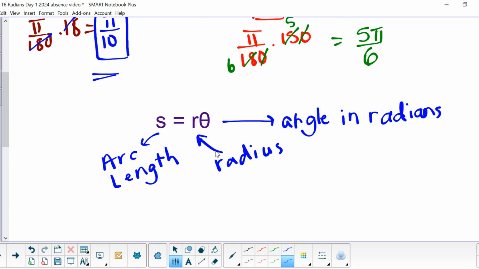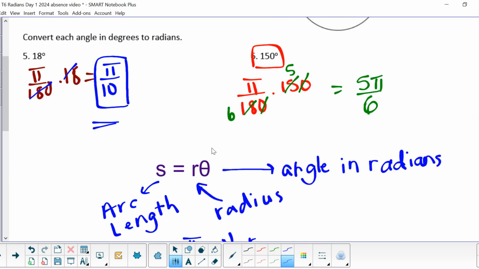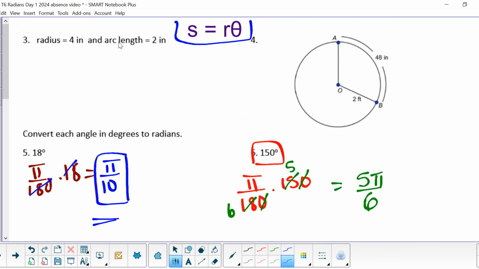Or back in geometry, you may have learned it like this. S equals pi over 180 times the angle times r. So I think that's probably how you learned it in geometry, but you just need to worry about the one in purple here. All right, so let's go ahead and go up and do this. So we're just going to find the missing information in 3 and 4.